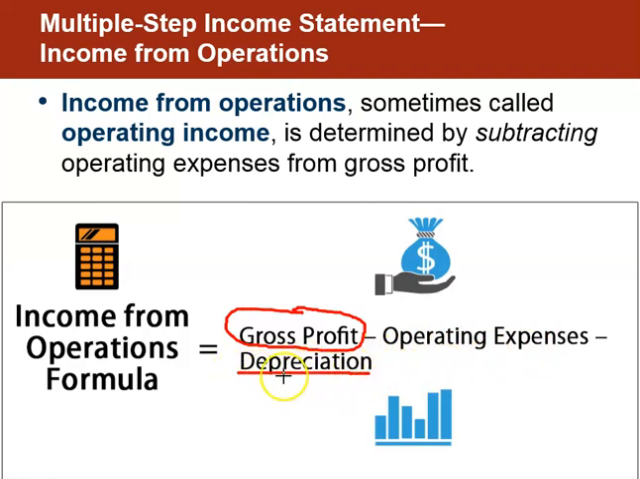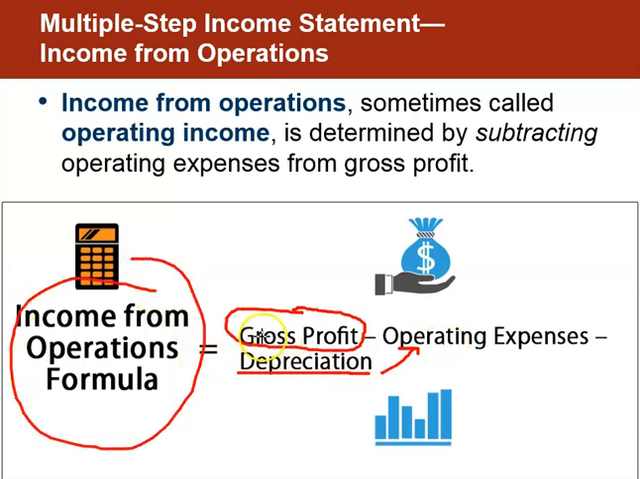Now, depreciation is an operating expense. So the only reason that I can think that whoever made this diagram, and I borrowed it for this presentation, is separating these two out is that these operating expenses here are ultimately going to be paid in cash. Depreciation is a non-cash expense, but make no mistake, depreciation is an operating expense. So I would say that the formula for income from operations is strictly gross profit minus operating expenses, and that gives us income from operations.